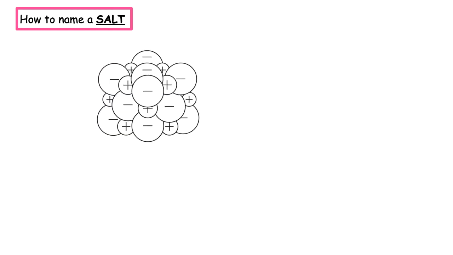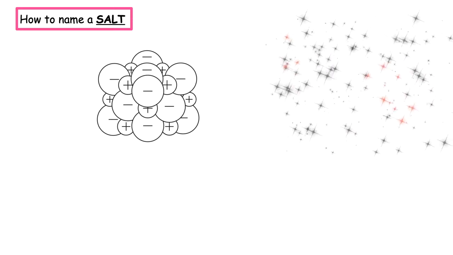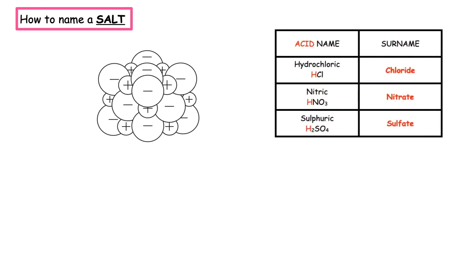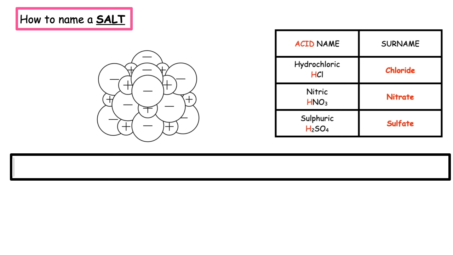So just like we always have a first name and a second name, there's some surnames that we have to know which are associated with particular acids. We've got hydrochloric acid and the surname of that salt would be chloride. If we had nitric acid, the surname of the salt would be nitrate, and sulfuric acid, the surname of the salt would be sulfate.